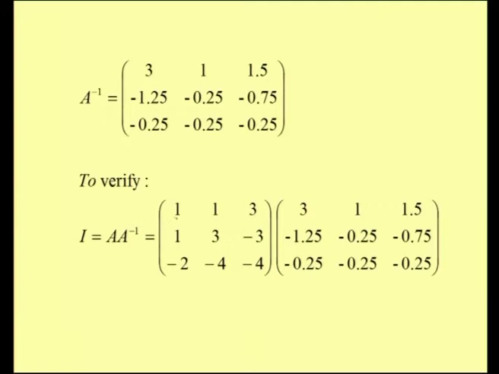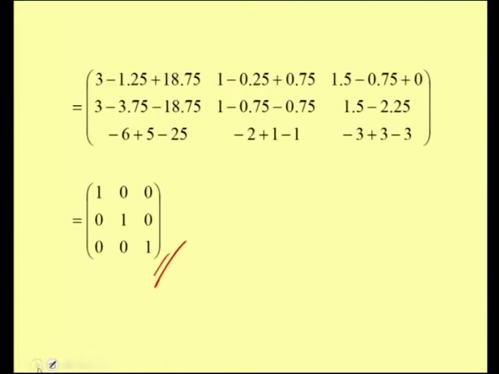Okay. So, A is the given matrix 1 1 3, 1 3 -1, -2 -4 -4, and A inverse is the matrix just obtained. If you multiply, we get the I matrix. I is 1 0 0, 0 1 0, 0 0 1. When A times A inverse is equal to I is satisfied, the A inverse we have found is correct.